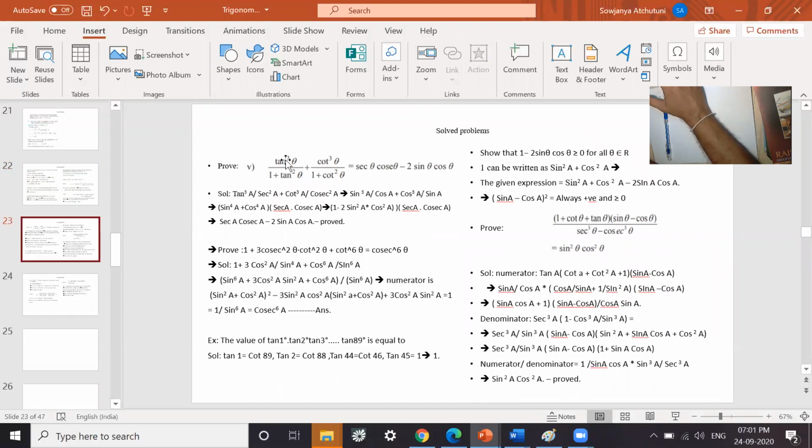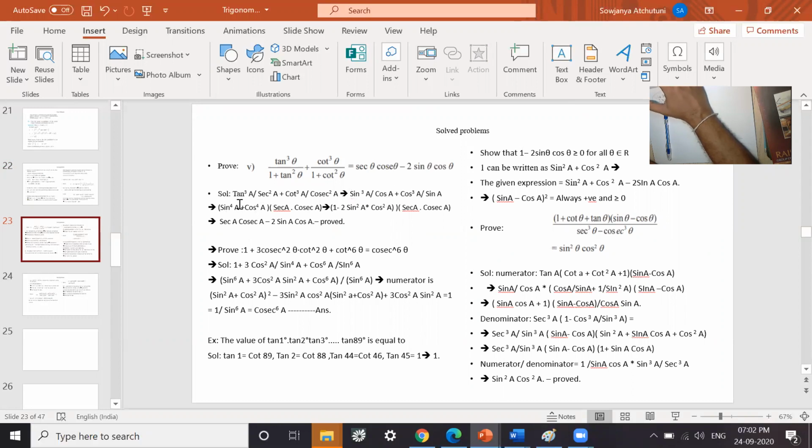Let us see. (tan³θ)/(1 + tan²θ) + (cot³θ)/(1 + cot²θ). We have to prove this. Now 1 + tan²θ is sec²θ, and 1 + cot²θ is cosec²θ. So sin³θ by cos θ plus cos³θ by sin θ. When we do LCM, cos θ sec A cosec A at the bottom will come to the top, and this becomes sin⁴θ + cos⁴θ.